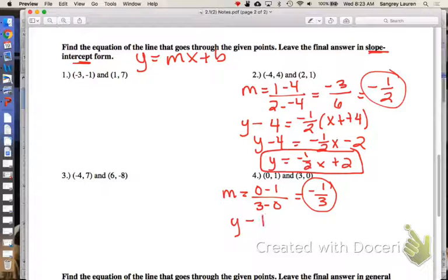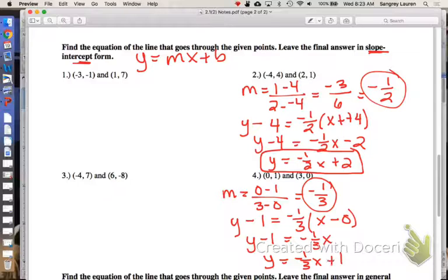Y minus y1 equals m, parentheses, x minus x1. Now we distribute. Y minus 1 equals negative 1/3 x. And then that's just plus 0, so we really don't have to write that. Last thing we do is add 1 to both sides. Y equals negative 1/3 x plus 1.